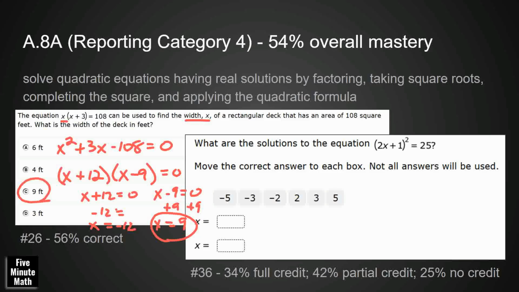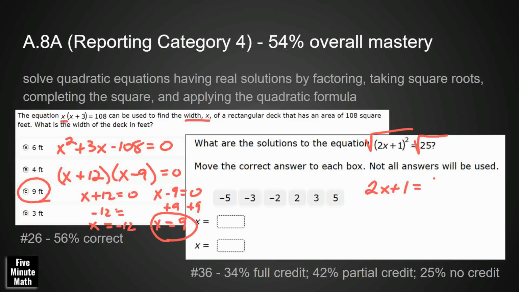And then this isn't in your standard quadratic form, and we don't need it to be because look, we're taking this 2x plus 1 and we're squaring it, right? So the easiest thing is, well, let's just take the square root of both sides. And we already have a perfect square on the right side. It's 25. So if we take the square root of 2x plus 1 squared, the square root and the squared are inverses. So I'm just going to get 2x plus 1.